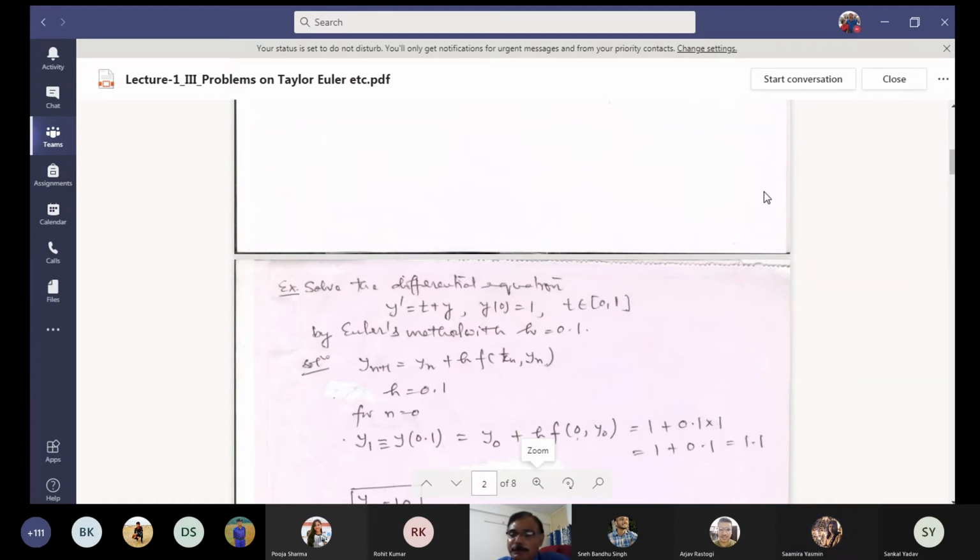That is a different question, a different part. The point is how you see that it is an implicit or an explicit method. Is this clear? Okay, good.